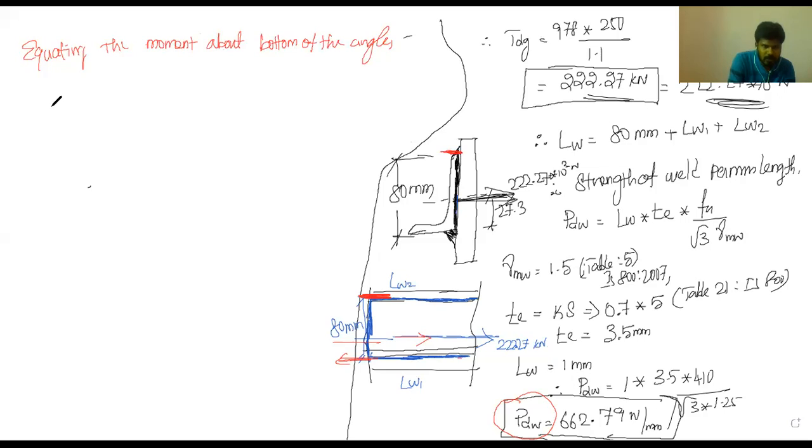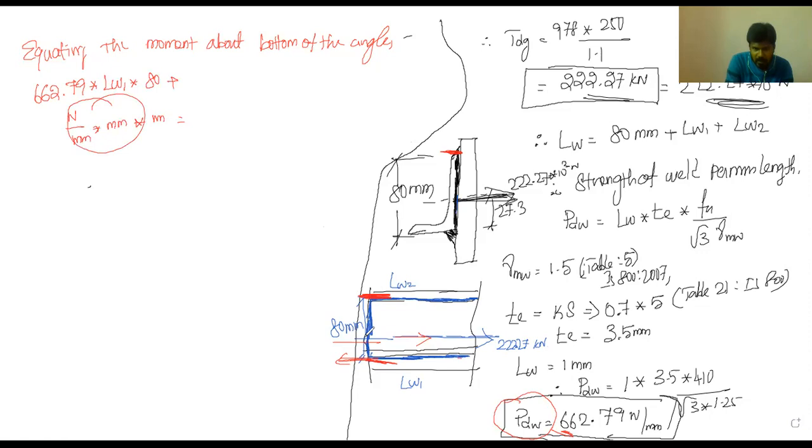So first forces, here we can have the strength of weld per mm length, 662.79 into LW1 into the distance, which is 80 mm. So this is in terms of Newton per mm, and this is in mm, so it becomes a force. Force into distance, we will get a moment. So we are going to equate the moment up to here. So the distance is 80 plus.